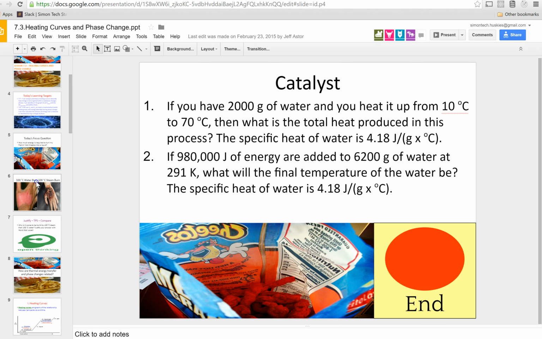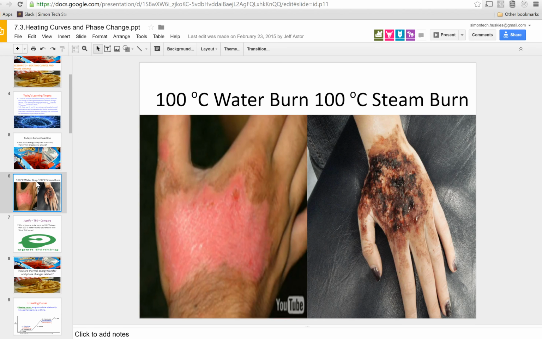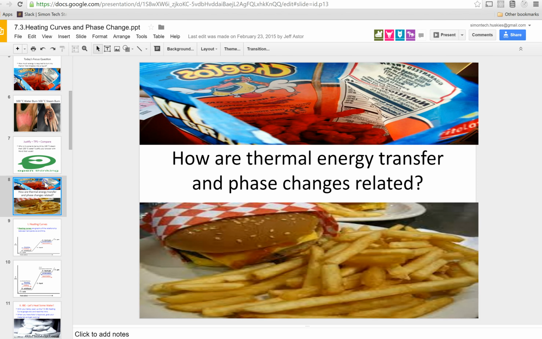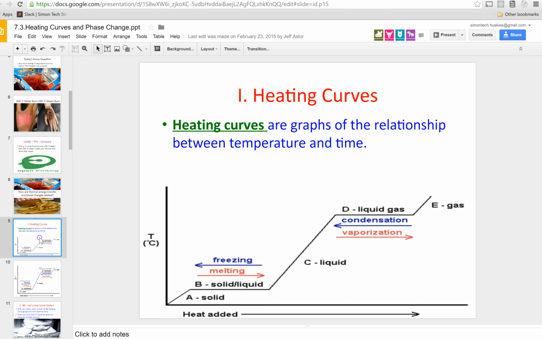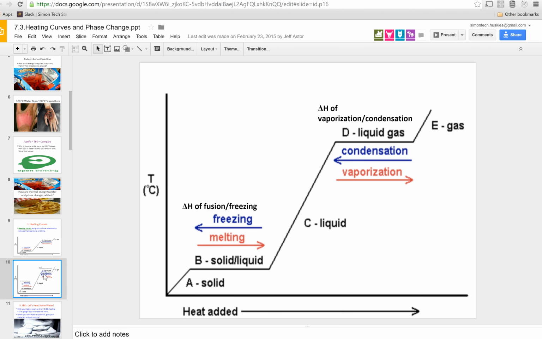Okay, so one of the questions we're looking at is why 100 degrees Celsius water burns less than 100 degrees Celsius steam. And it has to do with the energy of the particles. And a good way to describe that is by looking at a heating curve, which is a graph that represents the relationship between a change in temperature as you add heat to any substance.